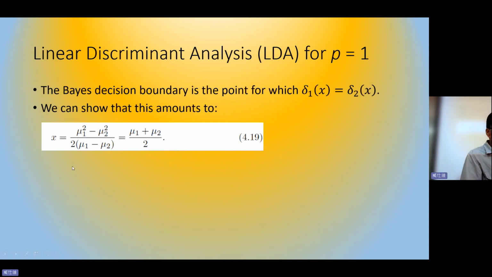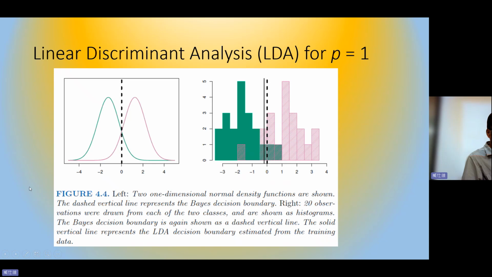So this is what we call the Bayes decision boundary, or country boundary, whatever. We have to find this boundary value. So this is an example. For example, we have a P1.